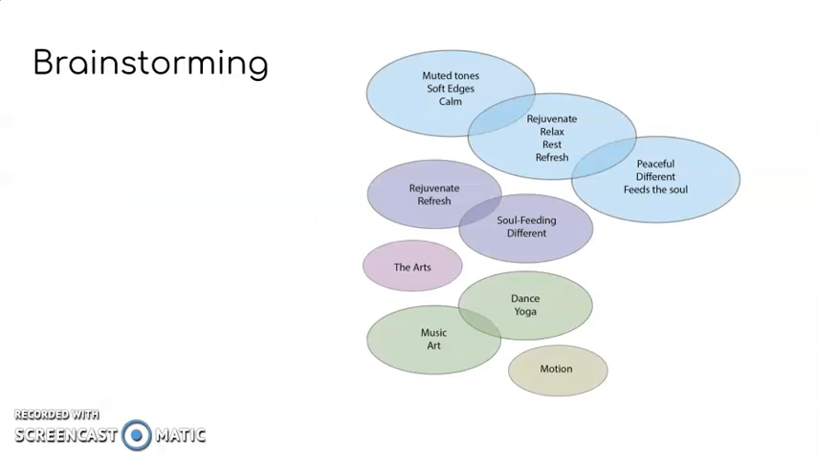I began the brainstorming process by answering the questions, what is wellness, how can wellness be created, and how can wellness be implemented in design? By narrowing down my answers to these questions, I decided I wanted to implement music, art, dance, and yoga into my design. This would provide clients with a different experience that would leave them feeling refreshed. This also led me to my concept of motion.